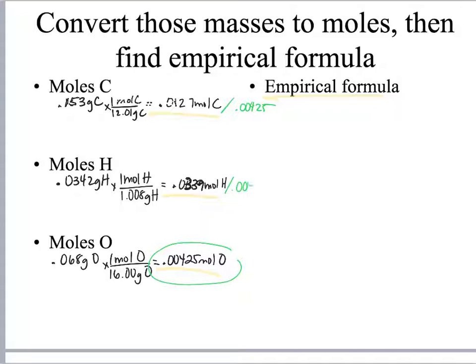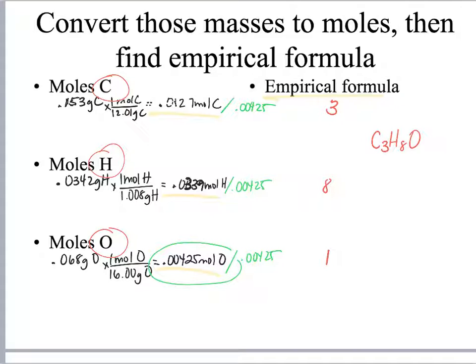Now obviously the oxygen value is going to come out to 1. The carbon value at the top is approximately 3. It's like 2.97 or something like that. So it's going to round off to 3, and the hydrogen value is going to be 8. Those numbers are the subscripts in the empirical formula for the isopropyl alcohol. So it would be C3H8O with a 1.